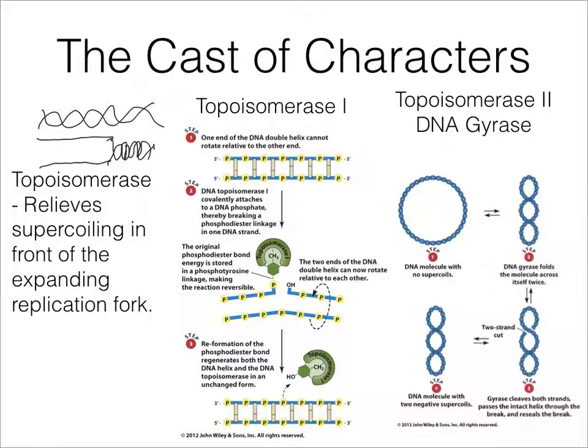Topoisomerase sits in front of the helicase. It moves a little bit in front of the helicase, and what it does is it will create a single-stranded break, a nick in the DNA, and allow the DNA to unwind its supercoils. So it'll go forward and unwind the supercoils in front of the replication complex, preventing the DNA from getting too supercoiled.